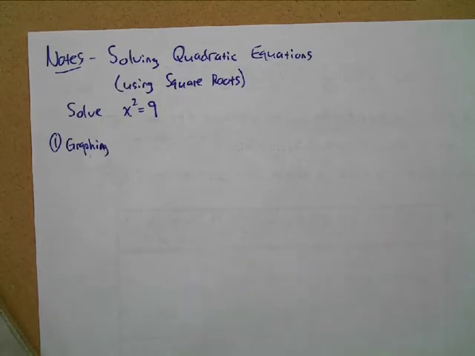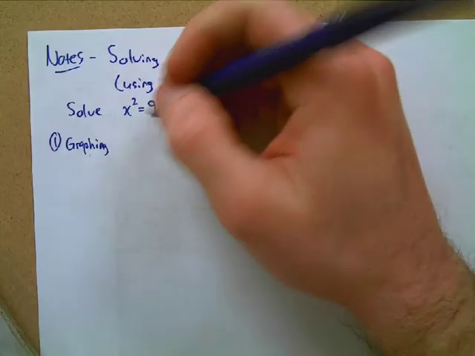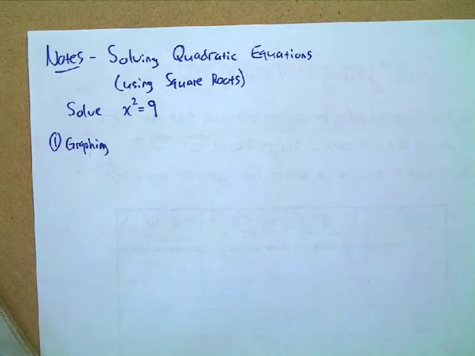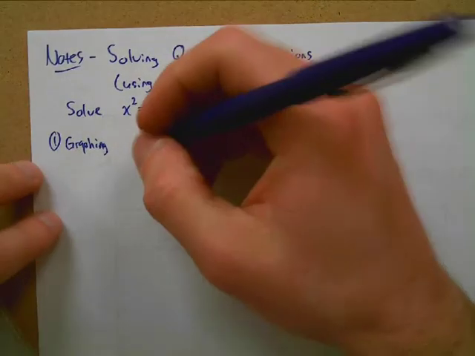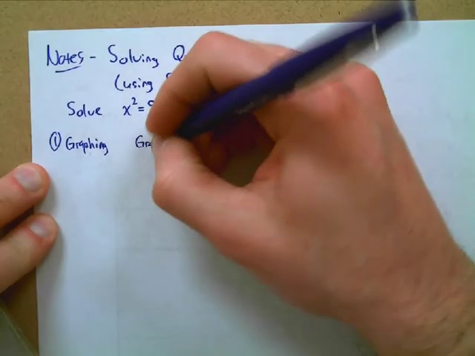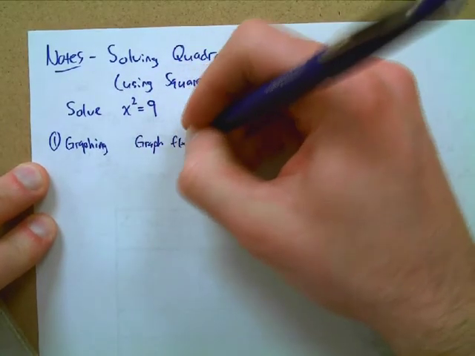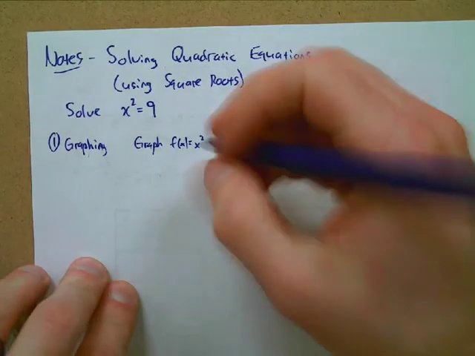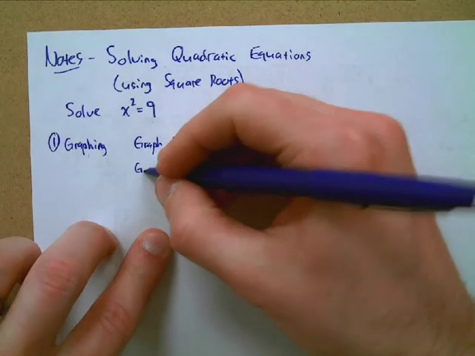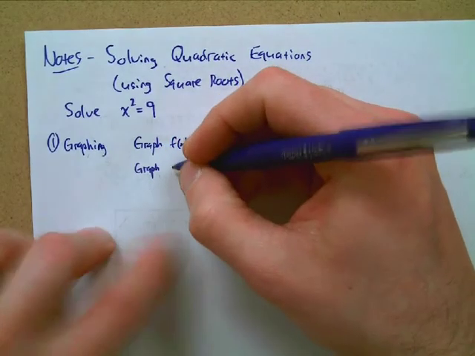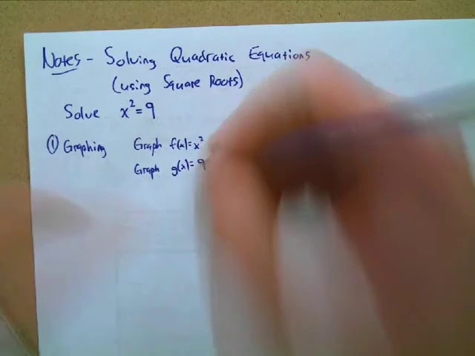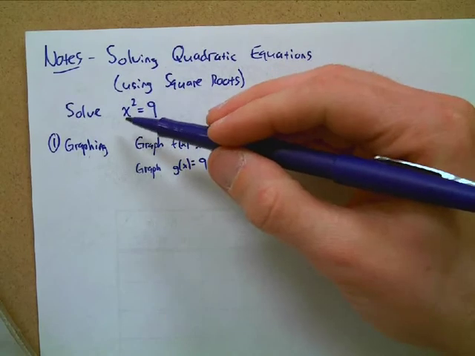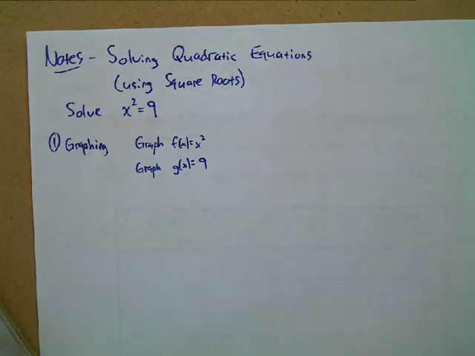Okay, and by the way, this strategy works for any quadratic equation we come across. So here we go. We're going to graph f of x equals x squared. So we're going to graph the left-hand side of the equation. And then we're also going to graph, and I'll use a different function here, g of x equals 9. I'm going to graph the right-hand side of the equation. All right, so let's go ahead and do that here.